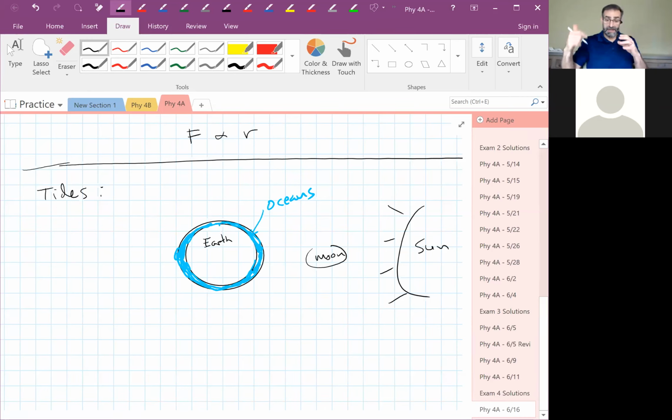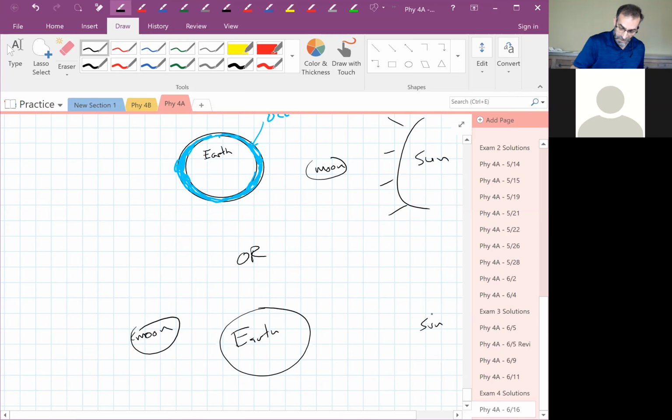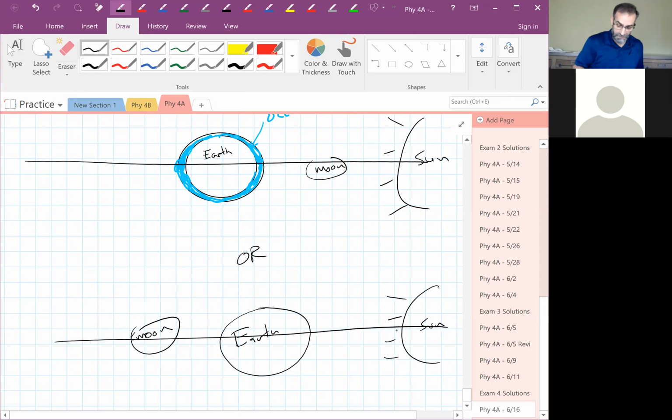When the pull from the moon and the sun are in line with each other, we get our maximum tides. It doesn't matter whether it's like this or whether we have the moon over here and the Earth and the sun. Doesn't matter. As long as they are in line, as long as they form a line, we get our maximum tides.